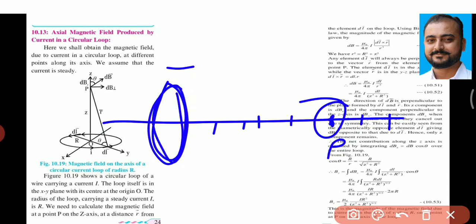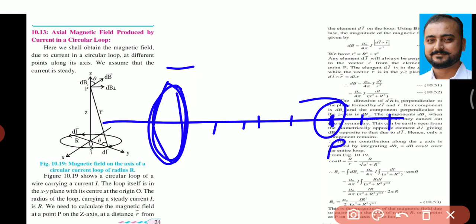Okay, so in that case, what is the magnetic field produced on this axial point? Line passing through center means what? It is the axis. And what is the magnetic field produced at any point due to the current carrying circular loop? Suppose I consider the point P is here, so how much is the magnetic field produced at this point P due to this current carrying loop? That is what we have to find out here.